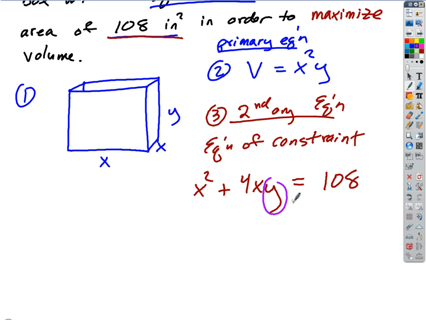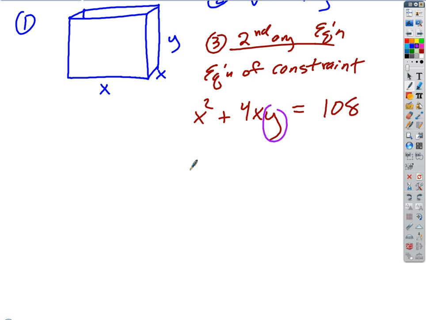We can solve for Y in terms of X. What do we get if we do that? Y equals 108 minus x squared, divided by 4x. Everybody see that? Okay, as soon as you've got your substitution equation, put a box around it.